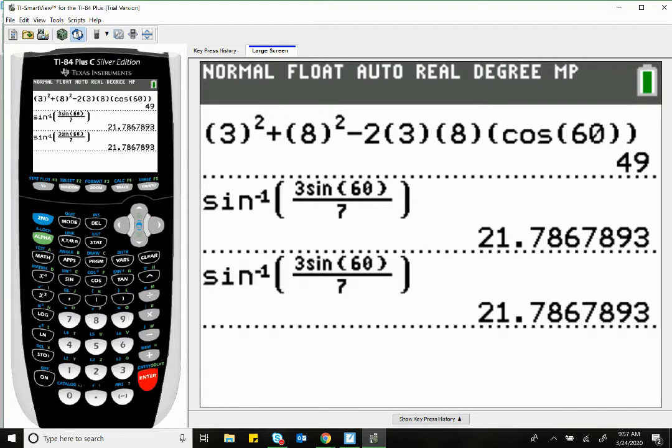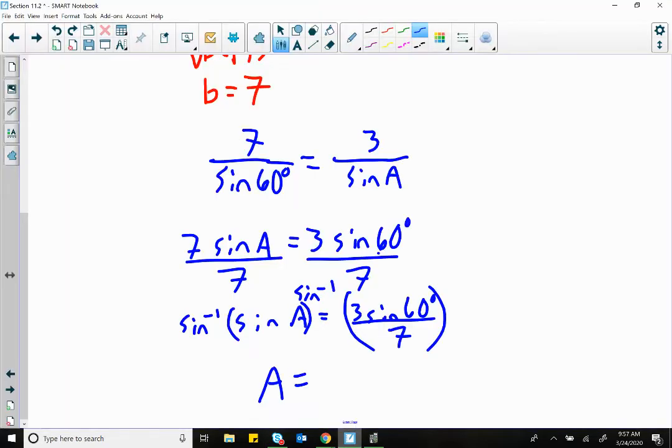And rounding to the nearest whole, oh, I did it twice for some reason. Rounding to the nearest whole, the 7 says, hey, 1, go up. So angle A is 22 degrees.